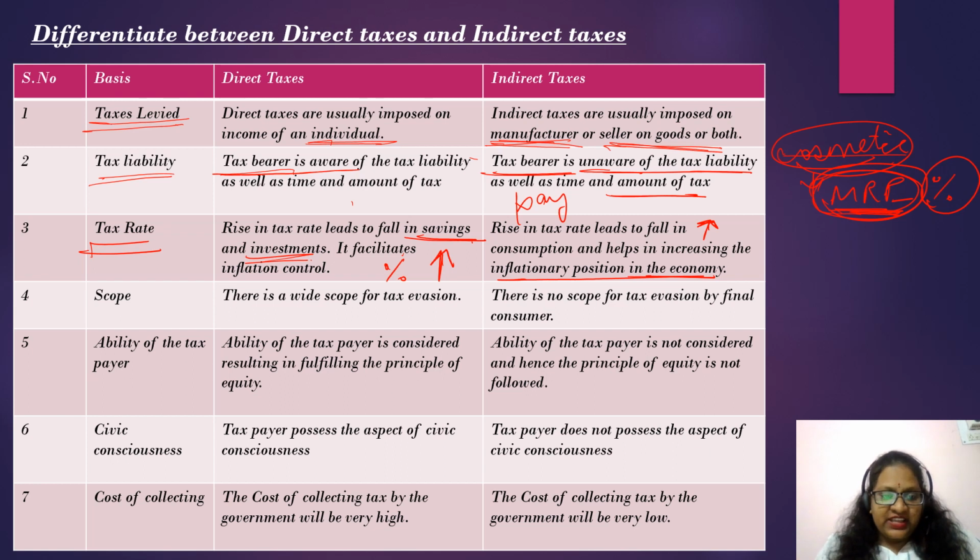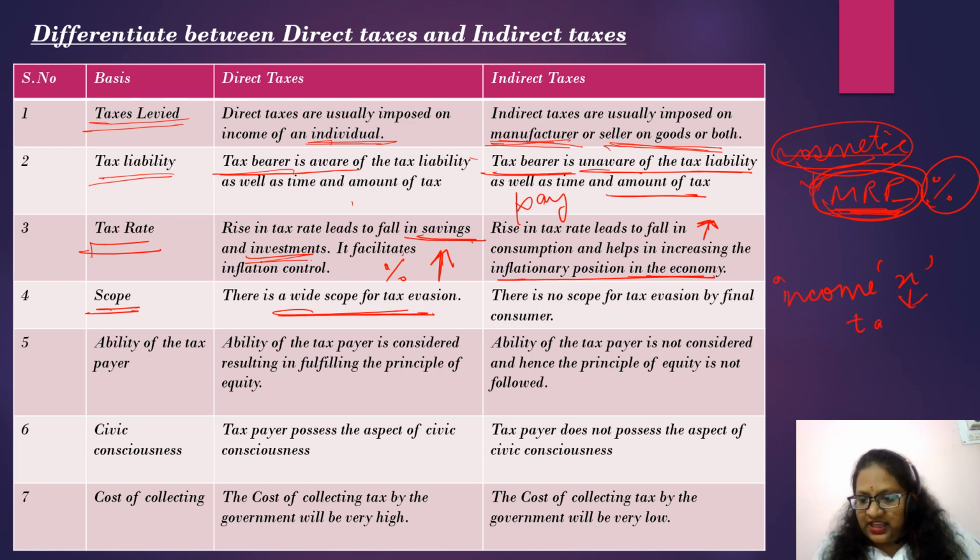Now next is the scope of taxes. Here in direct taxes, there is a wider scope of tax evasion. Why is there a wider scope of tax evasion? Now I have an income of X amount, and on that X amount the tax is being calculated, right? Now to avoid these taxes, we have a few exemptions that are made, due to which I can reduce the tax I pay.